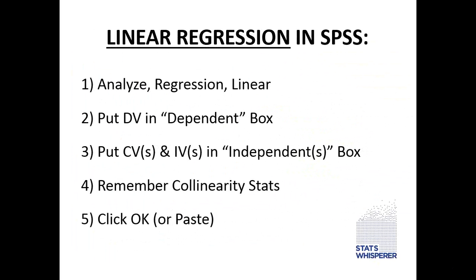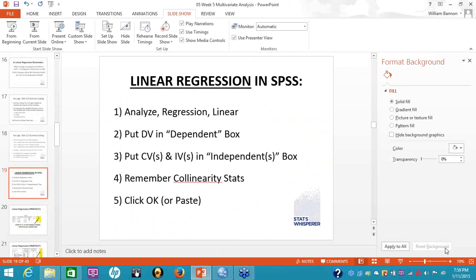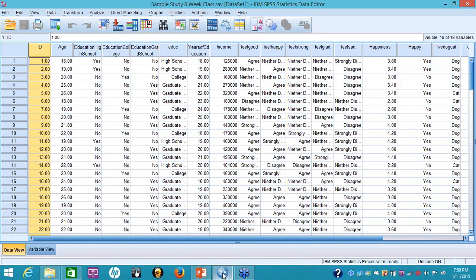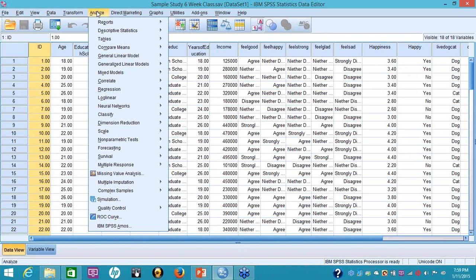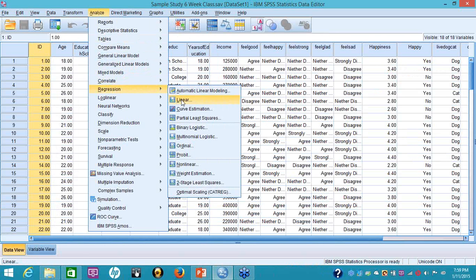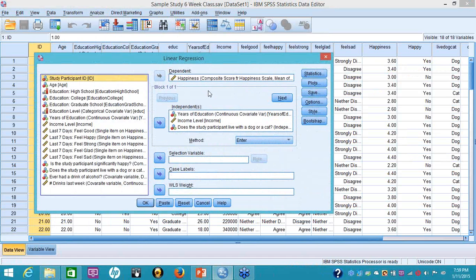When we do linear regression in SPSS, we go to Analyze, Regression, Linear. We're going to put the dependent variable in the dependent box, and the covariate variable as an independent variable in the independent box. And if you didn't do your collinearity checks, remember to click that box. Then we'll click OK or Paste, Paste being the smarter option. All right, so let's do that right now in our SPSS. So here we go. We'll analyze, regression, and linear, as promised, right here.